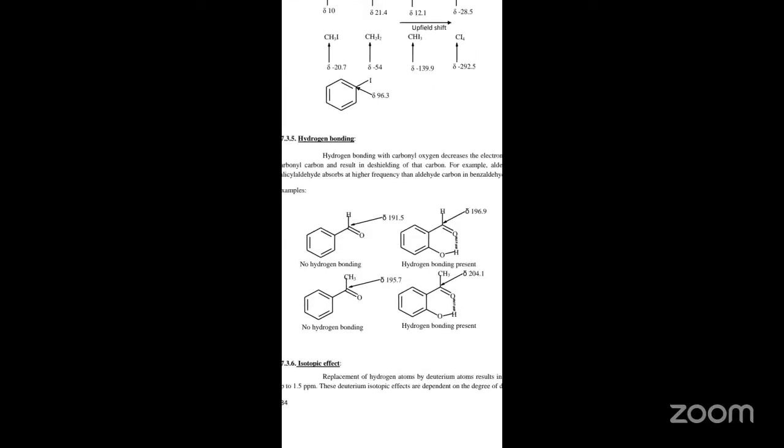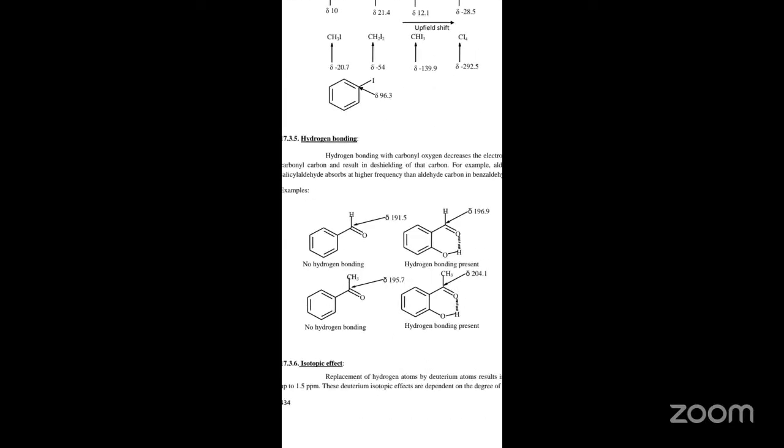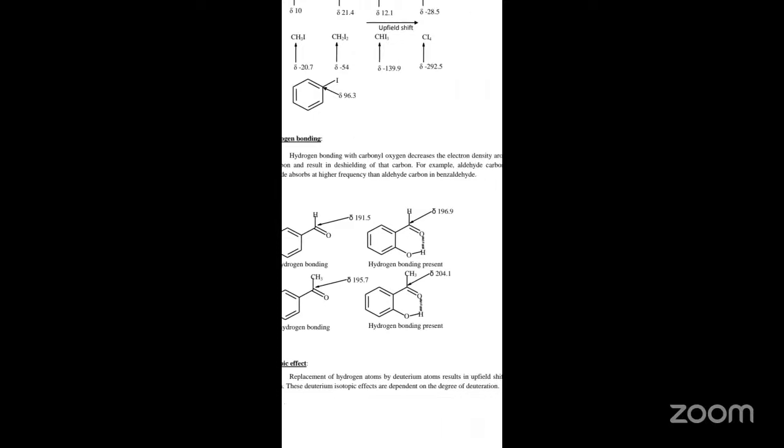Yes, here the hydrogen bonding, and generally the hydrogen bonding plays a very important role in the chemical shift values. So when the group is involved in hydrogen bonding, its delta value increases higher. If it is free from hydrogen bonding, the value is less here.